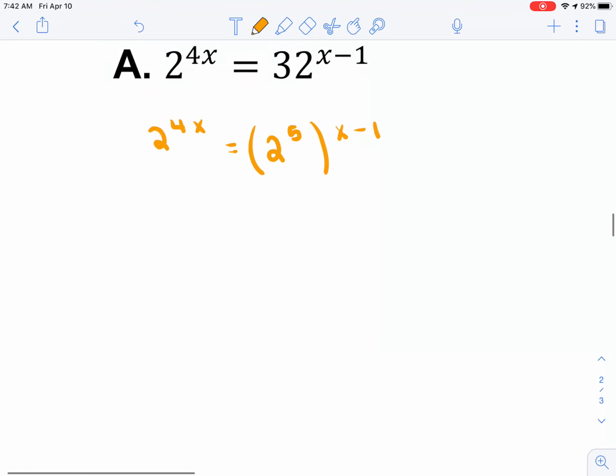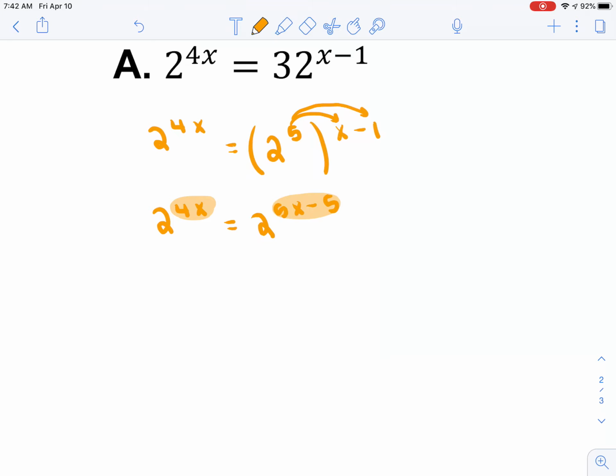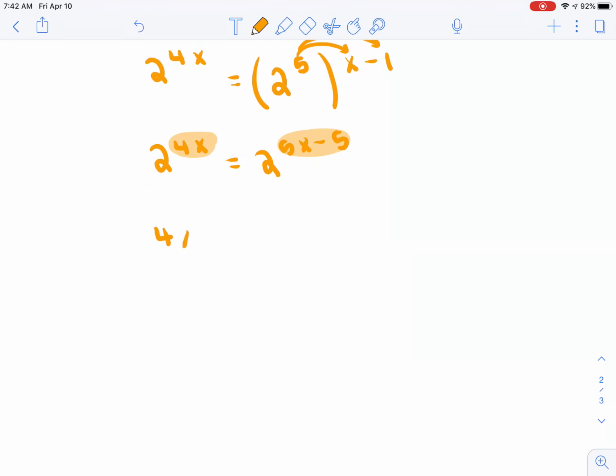I can then distribute this exponent because we have the power to a power property. And then you can set these exponents equal to each other. So we get that 4x equals 5x minus 5. And then I can bring the x's to one side.